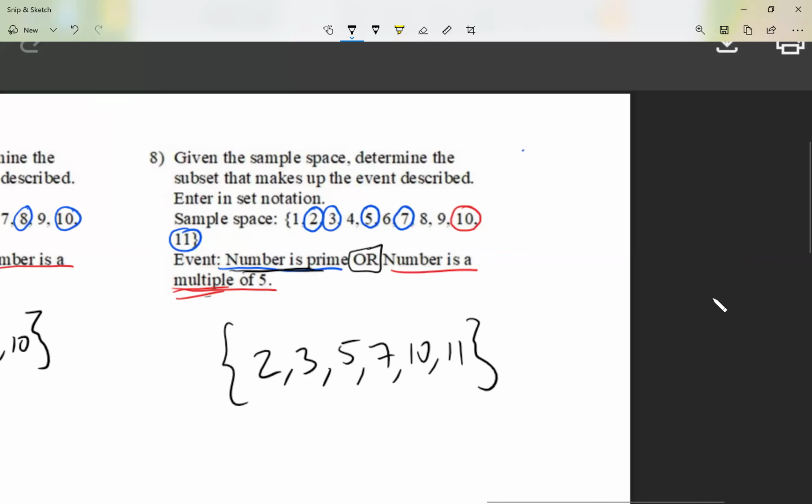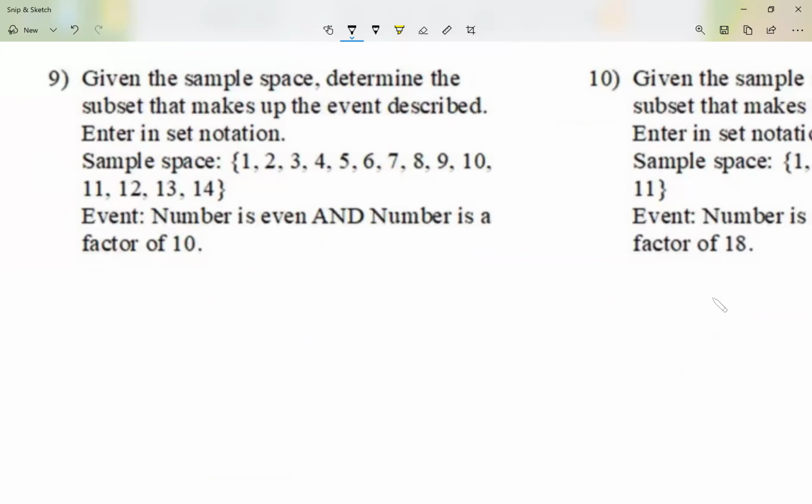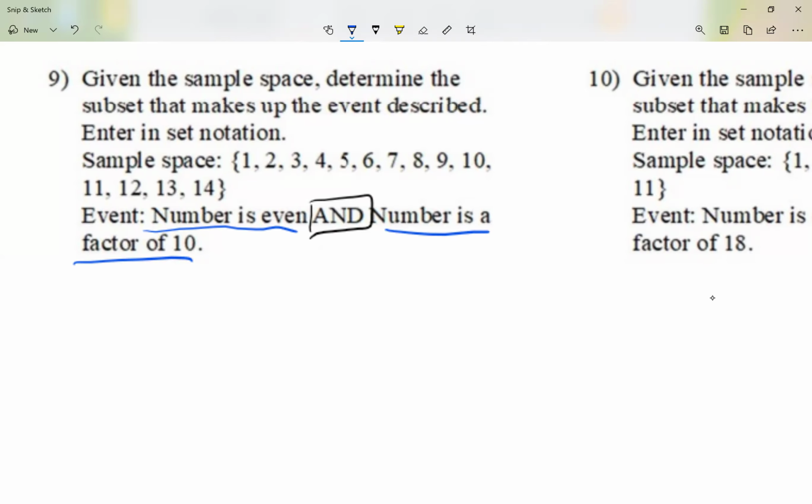The interesting part is when we use the word and. I'm looking at question number 9. Now here we're going to use the word and. In order for a number to be counted when we use the word and, it has to be even and a factor of 10, because our choices here are: my number is even and the number is a factor of 10. When we use the word and, it has to be circled by both, not just one. Remember, when we use the word or, it has to be circled by just one of my two choices. But when we use the word and, it has to be circled by both.